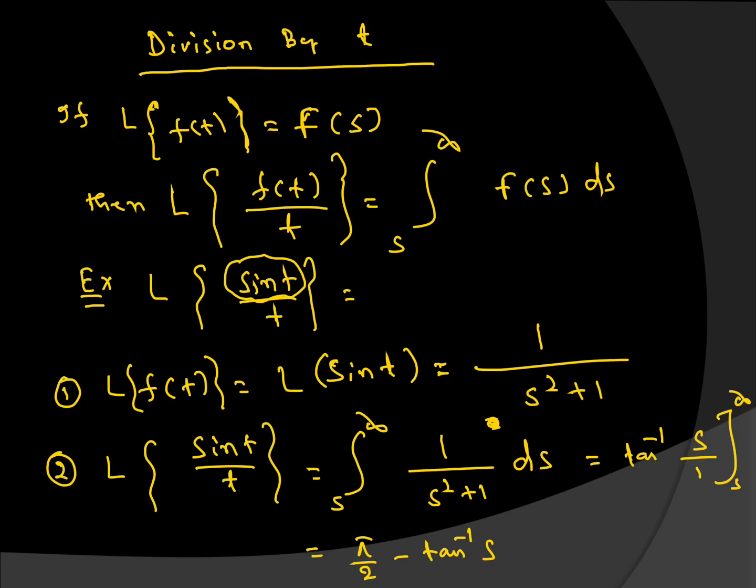This is the end of part 2. Division by t and multiplication by t is always important.